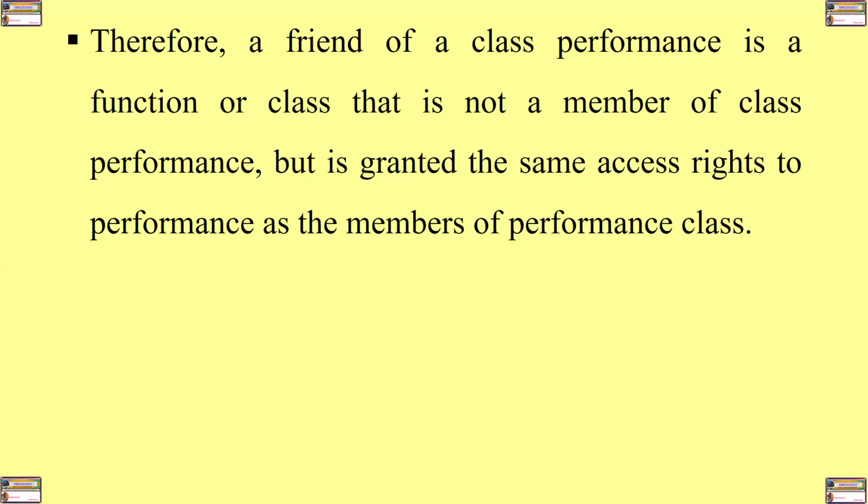In other words, if you make a class to be a friend of another class, or you make a function to be a friend of a certain class, then what you are simply doing is granting that class or that function access rights to the class in which it is a friend. As you have seen, our friend function has been able to get the rights to access the members of the class called performance.